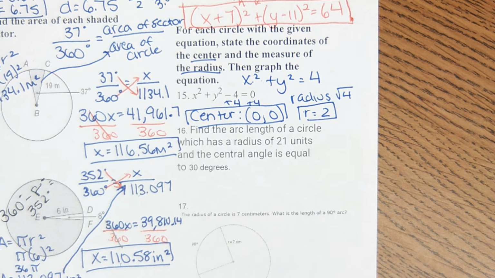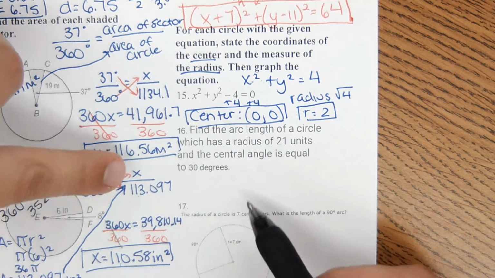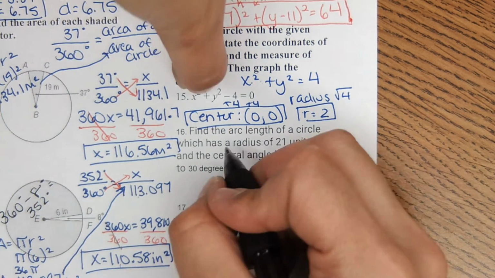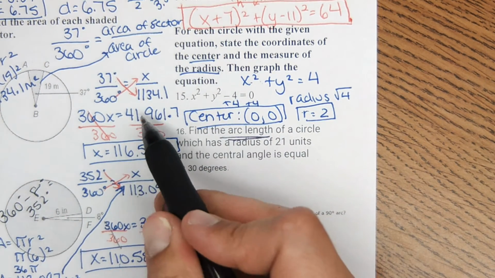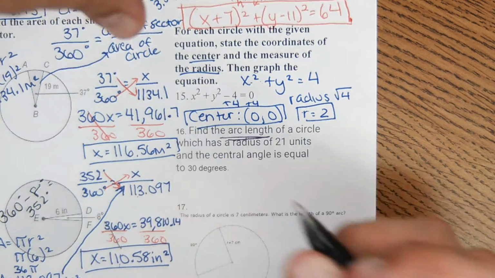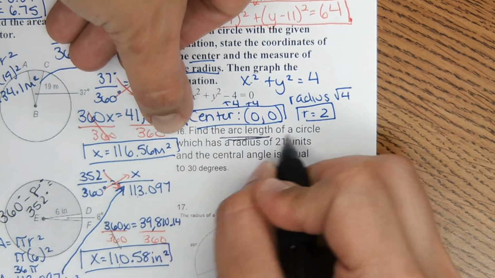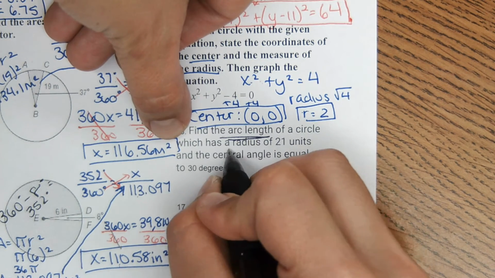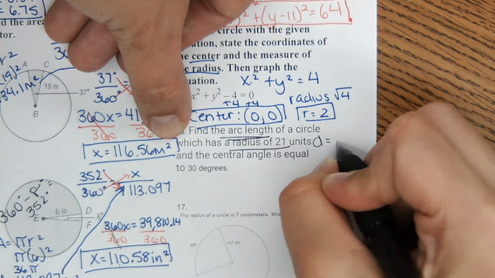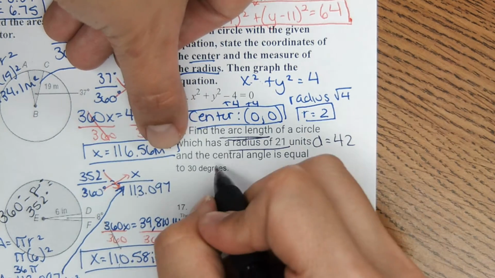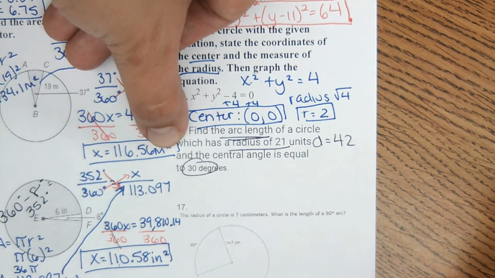Okay, next one. The next two have to do with arc length. Find the arc length. Arc length is a similar equation to over here, except you're dealing with arc length and circumference. So find the arc length of a circle with a radius of 21. So that means the diameter would be 42, and a central angle of 30 degrees.